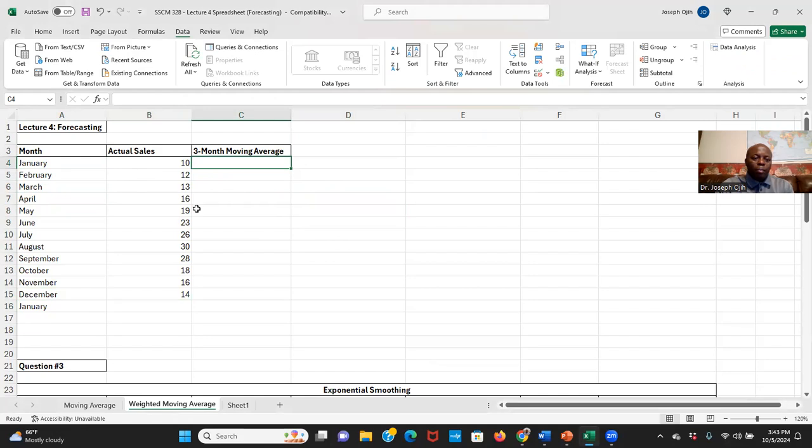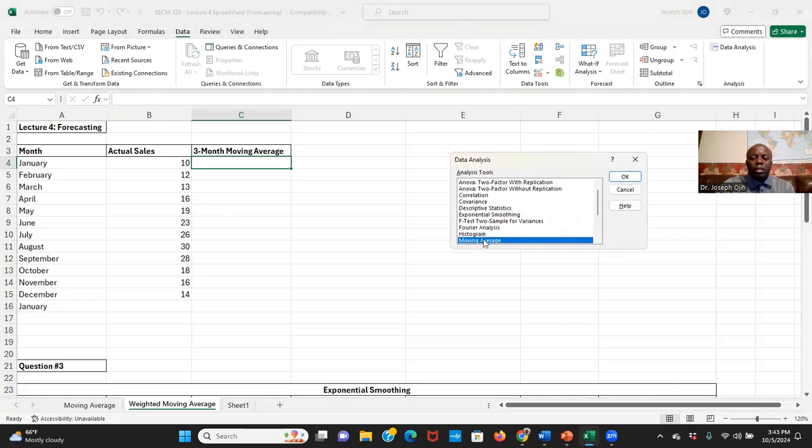First thing, the numbers are in. The data entry part is taken care of. Now let's do the moving average. Click on Data. Click on Data Analysis. You can see the moving average right here, highlighted with the blue color in this dialog box. Click on it. Click OK.